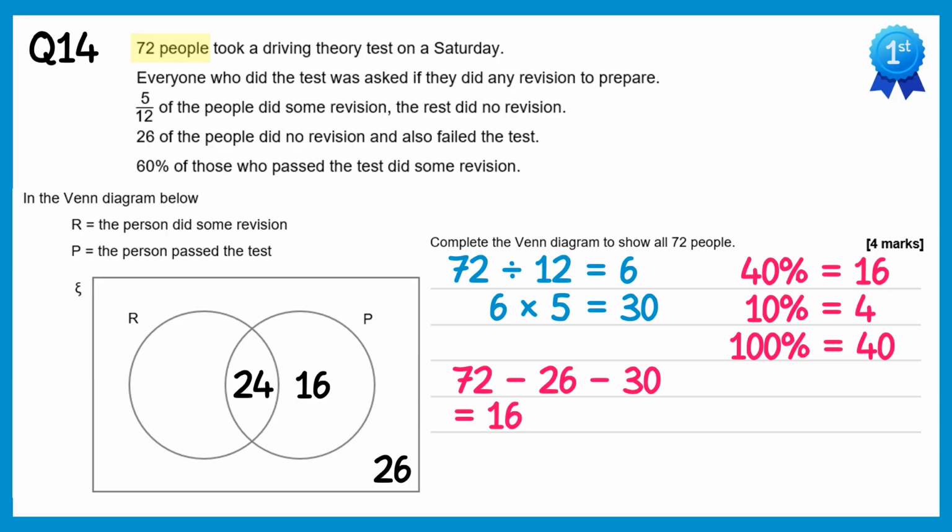That only leaves one section of the Venn diagram to fill in. Remember earlier on we said that this circle here represented 30 people? Well, there's 24 in it now, so the other side of that must be 6. And now the Venn diagram's complete.